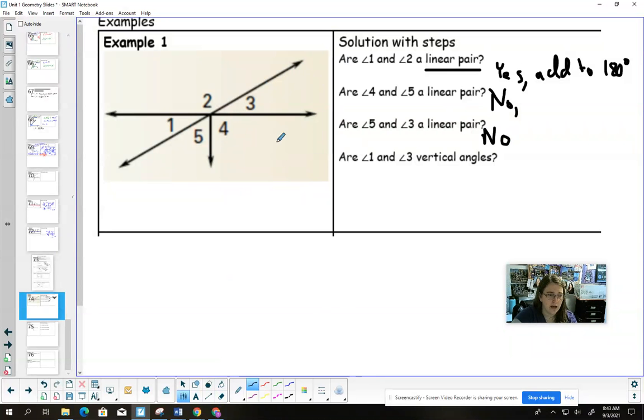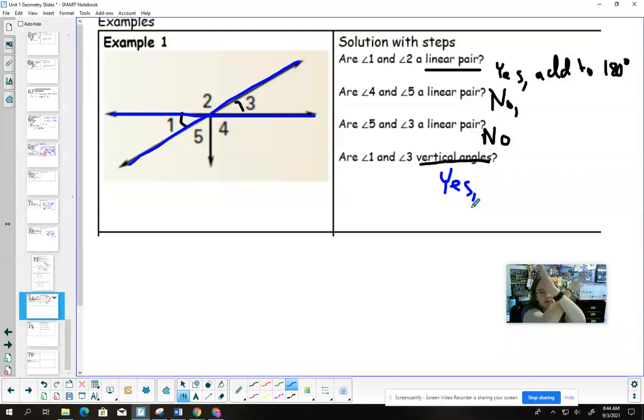Let's look at 1 and 3 now. So vertical angles is what I'm checking for. Vertical angles mean that when I'm in a cross, they are opposite each other in that cross. So here's 1 and here's 3. What you need to notice is 1 and 3 are across from each other. They're on opposite sides of that X, right? One straight line, they're on opposite sides of that X. We would call these vertical angles. Vertical angles are once again opposite each other when we have an X. So these would also be vertical angles, yeah.